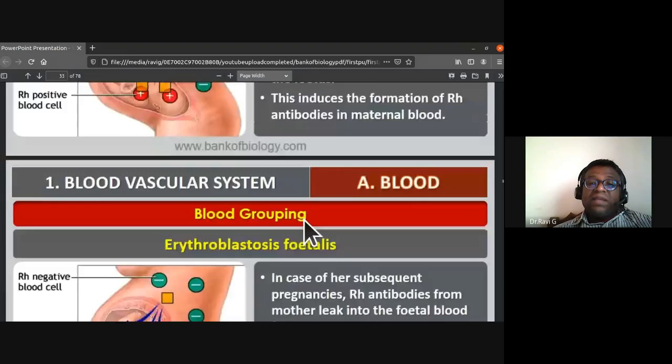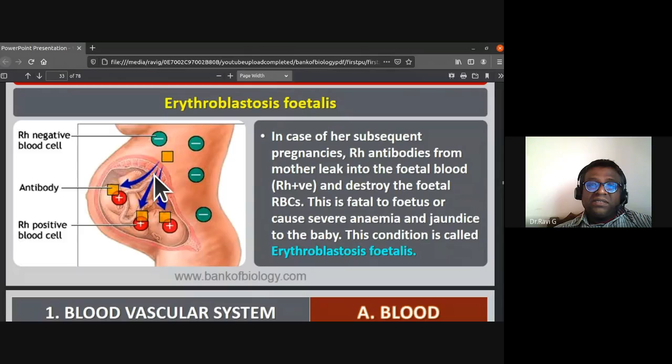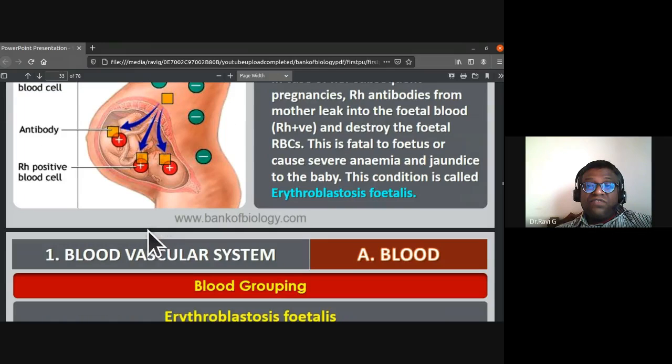So during the second pregnancy, in subsequent pregnancies, the Rh antibodies from the mother leak into the fetal blood, which is Rh positive, and they destroy the RBCs of the fetus, and this is very fatal to the fetus as it causes anemia and jaundice to the baby. This condition is called erythroblastosis fetalis. So this condition where there is severe anemia and jaundice to the baby, we call it erythroblastosis fetalis. That is what it is, and it is fatal.